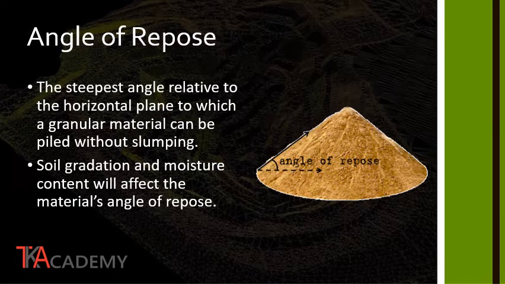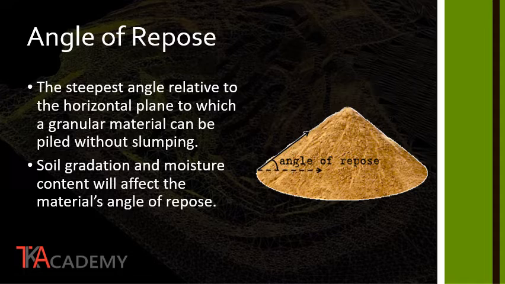Another characteristic of a soil is the angle of repose. The angle of repose is the steepest angle relative to the horizontal plane to which a granular material, such as soil, can be piled without slumping. So for example, if you pile soil in a single place, the angle of repose is the angle that it can maintain before the pile starts to slump down and become more flat.